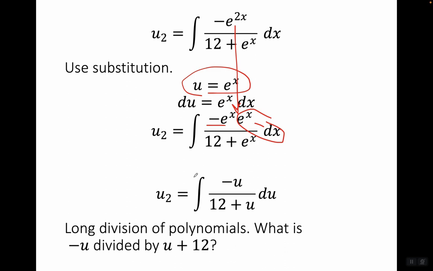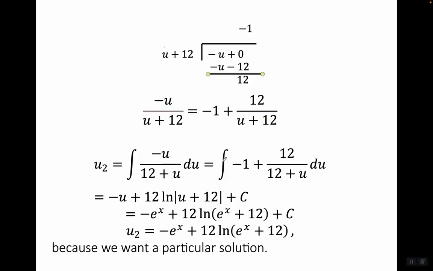Oh my goodness, we need to do long division of polynomials. You saw that in the chapter on partial fractions. Remember that in second semester calculus? It was a long time ago. What we need to do is find negative u divided by u plus 12. So we're going to do this long division of polynomials. We're going to multiply this by negative 1. Then we subtract negative u minus 12, and that just leaves us positive 12. So negative u over u plus 12 turns out to be negative 1 plus this remainder, namely 12 over u plus 12.